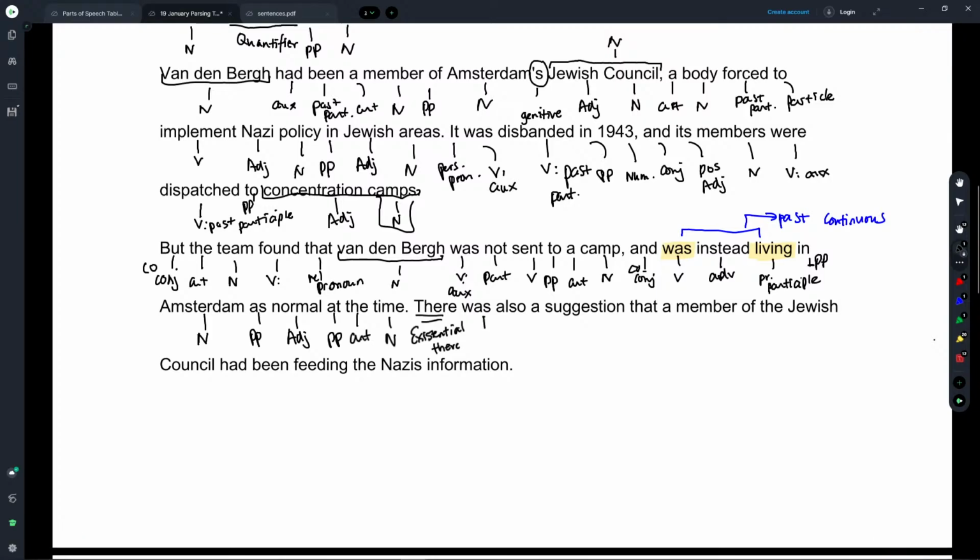Was, which is our verb. And I'm going to pause for a second because I want you guys to guess what type of verb was is in this sentence. What type of verb is was in this sentence?